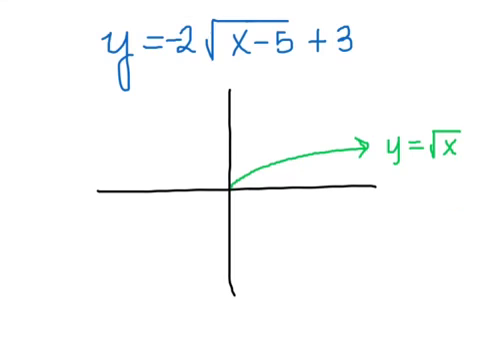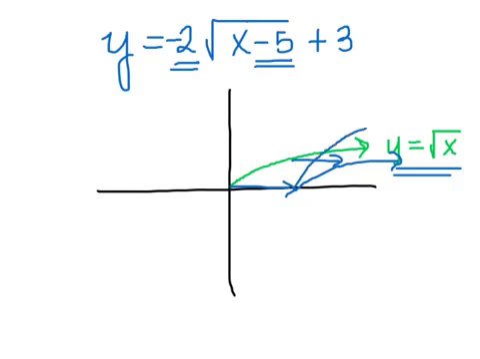So let's do a quick transformation. Here's the parent function. We're going to take it and do different transformations to it, starting from the inside out. This is a right 5 transformation, so every point will move to the right 5, and it'll look like this. Then you're going to stretch it vertically by a factor of 2. That just makes it taller. And then we're going to flip it over vertically, and that puts it down here.